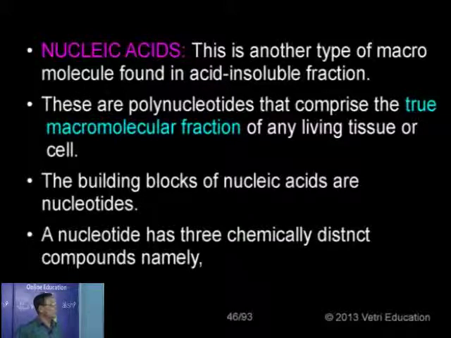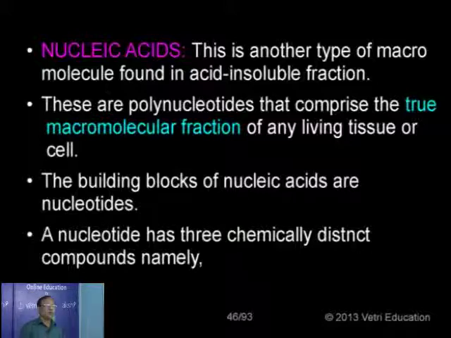You will study more about this macromolecule, namely the nucleic acid, in 12th standard under the molecular basis of inheritance. I would like to teach that better there. Here we have to know something about the macromolecule. It is one of the macromolecules we obtain in the acid insoluble fraction. The third type of macromolecule, the nucleic acid. So it is nothing but another macromolecule found in the acid insoluble fraction.